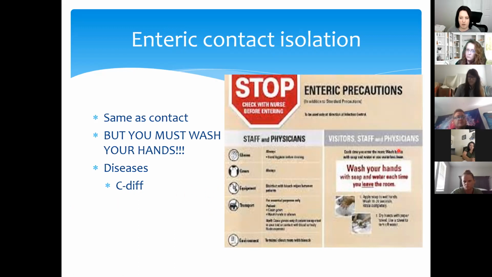And this is an example of what you might see on the door. You'll see a big stop sign and it'll tell you what type of precautions it is, and then what you need to enter the room as a practitioner. Some places have what visitors need as well, which would be the instructions to wash your hands with soap and water every time you leave the room.